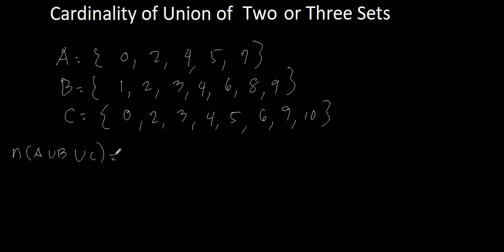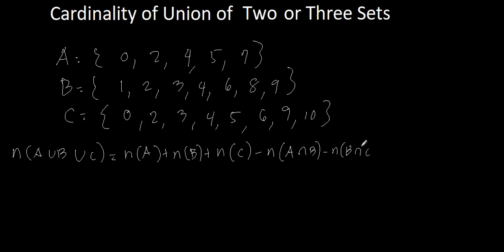Okay, let's recall the formula. Formula is very important. So we know that the formula is, we have cardinality of set A plus cardinality of set B plus cardinality of set C minus the cardinality of A intersection B minus the cardinality of B intersection C minus the cardinality of A intersection C plus the cardinality of A intersection B intersection C. Okay, so we need to know the information about these cardinalities in our formula.